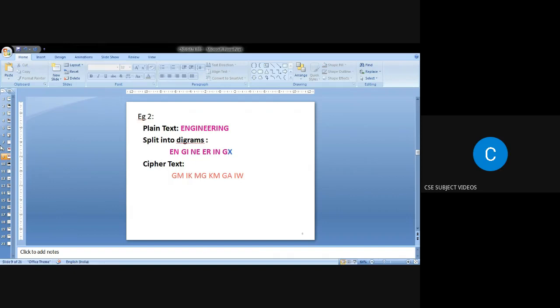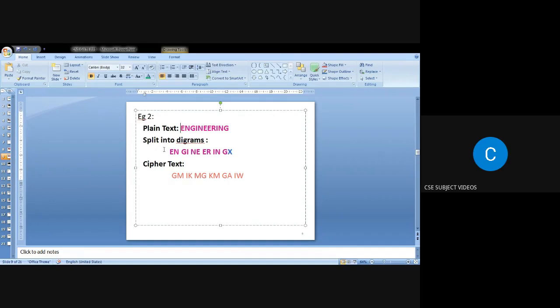Similarly, we can go with the plain text ENGINEERING. The whole word is split into digraphs: EN, GI, NE, ER, IN, GX. Now the last pair is incomplete. The last letter G is incomplete. What we have to do is insert a filler letter X here.